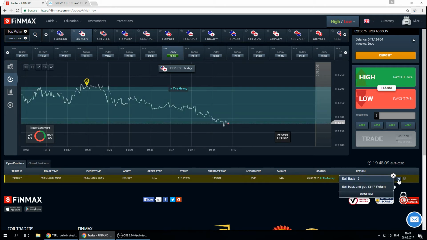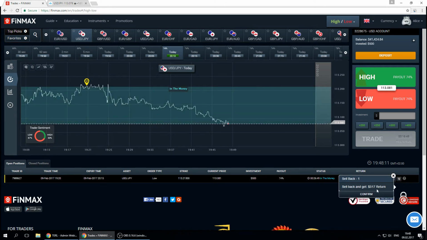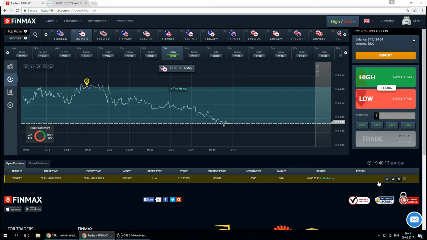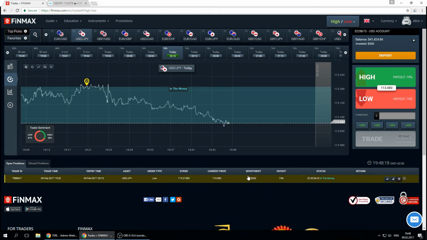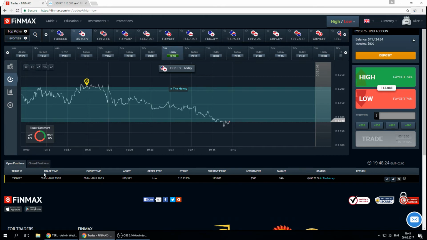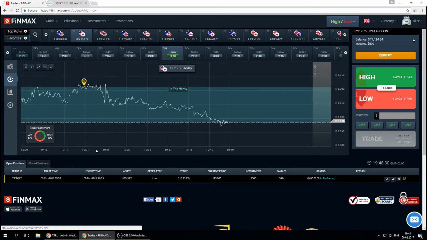So you see here that if I sell back my trade, I'm going to get $517 as a return. So a bit of profit from this investment. As my trade is in the money, there is no point to sell it back. Okay, and the last thing that we have here is closed positions.